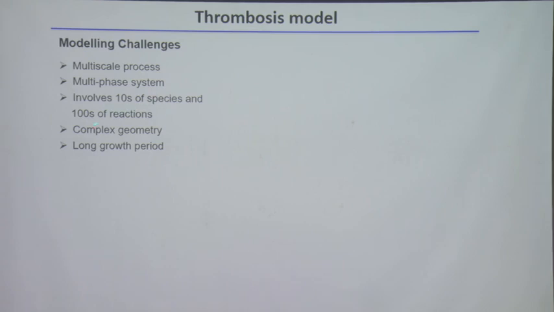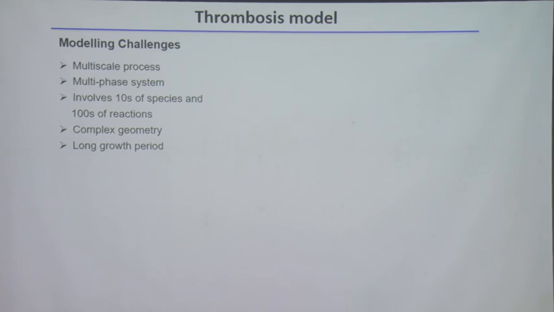I mentioned earlier that the coagulation cascade involves tens of species, could be up to 100 species, and more than 100 chemical reactions. And on top of that, we also deal with the complex geometry relevant to aortic dissection, right? The geometry of the aortic dissection is very complex. It's not a normal aorta. It has holes, has tears, and true and false lumen, etc. And then the formation of a clot is a long period. It could take days or even months or maybe years for a thrombus to grow. Right, so these are the challenges.